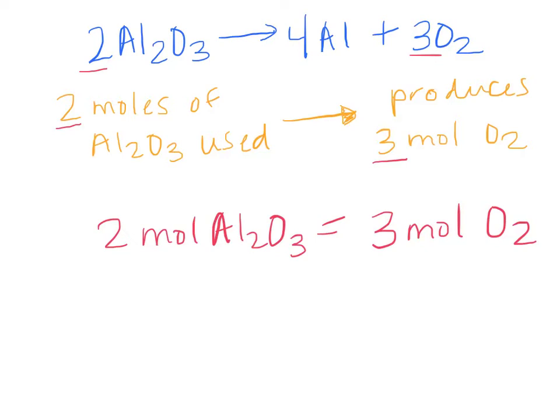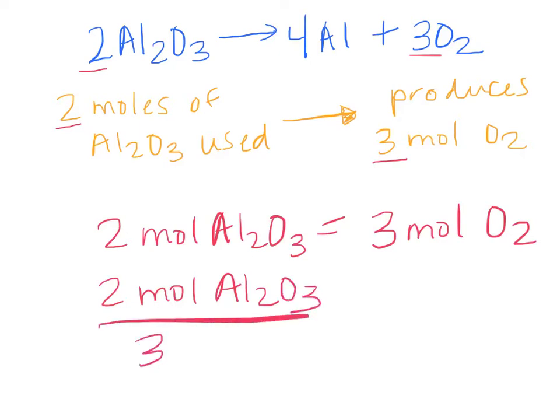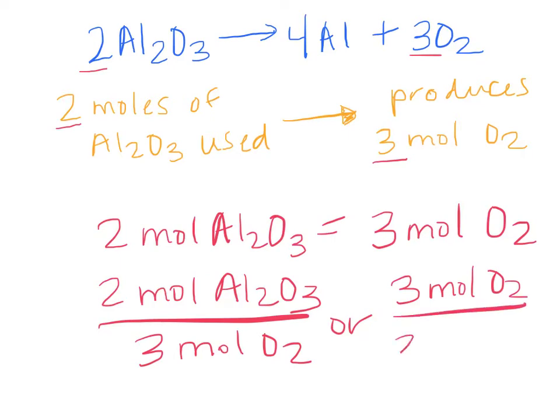because they're being produced. Remember what we can do with equalities is we can set them up as ratios. So we could set this one equality up as 2 moles of aluminum oxide over 3 moles of oxygen, or we can flip that conversion factor over and say 3 moles of oxygen for every 2 moles of aluminum oxide.